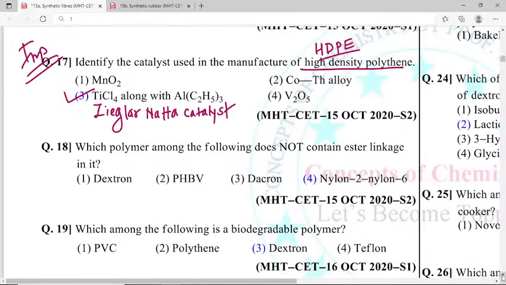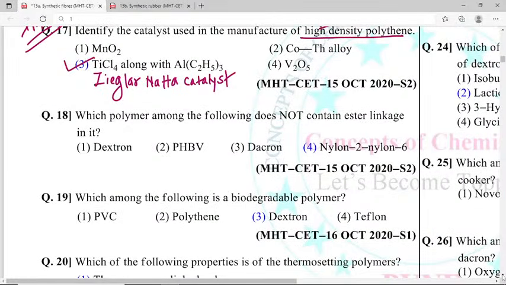Which polymer among the following does not contain an ester linkage? Dextran and PHBV contain ester linkages. Nylon 2, nylon 6 contain polyamide linkages. They contain amide linkages. Nylon is a Greek word that stands for polyamide. So nylon 2 and nylon 6 contain the polyamide linkage.